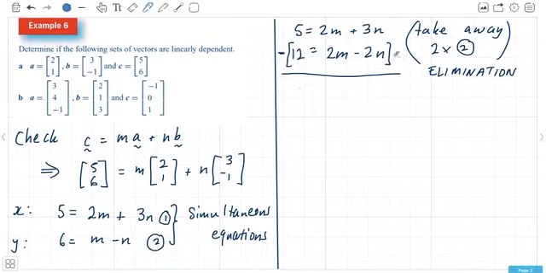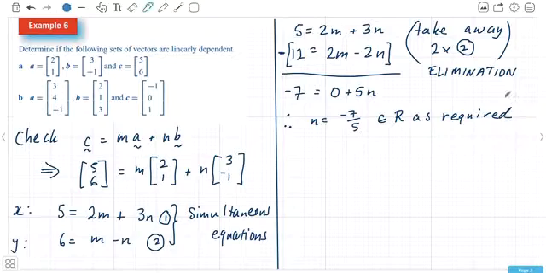Rather than substitution. So we've now got 5 minus 12, which is minus 7. And then you've got 2M minus 2M, which is 0, and 3N minus minus 2N, which would be plus 2N, so you've got 5N. Therefore, solving for N, we've got N equals -7/5, and that is an element of the reals as required. So that's our first solution.